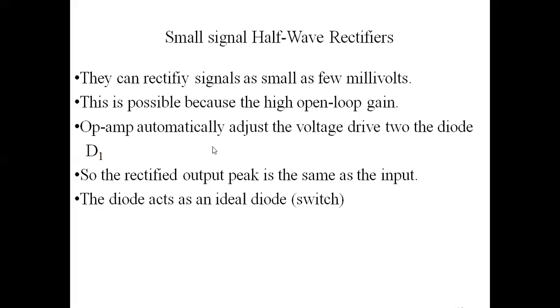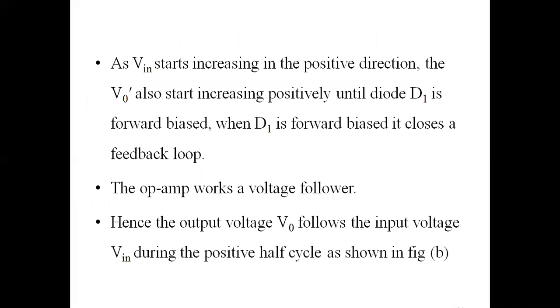So in this small signal half wave rectifier, the op-amp automatically adjusts the voltage drive to the diode D1. So the required output peak is the same as the input, and the diode acts as an ideal diode, meaning just like a switch.